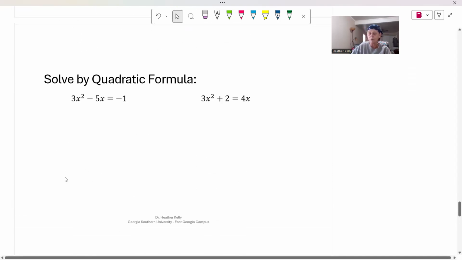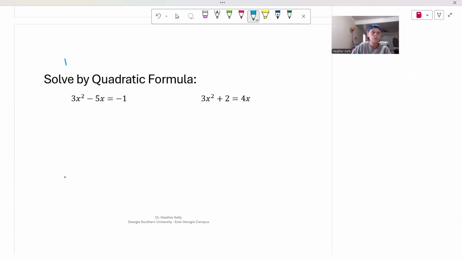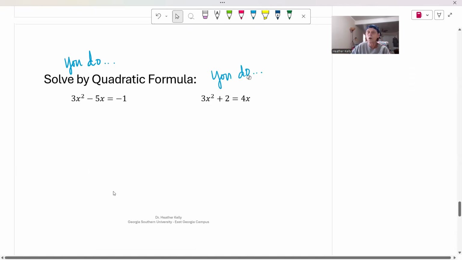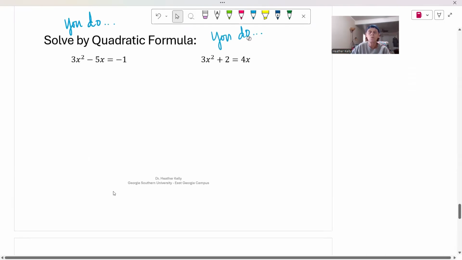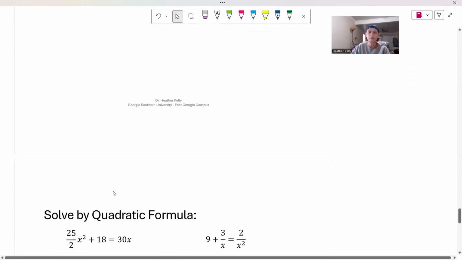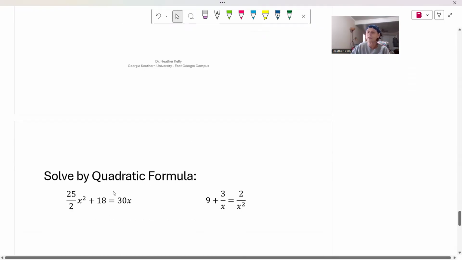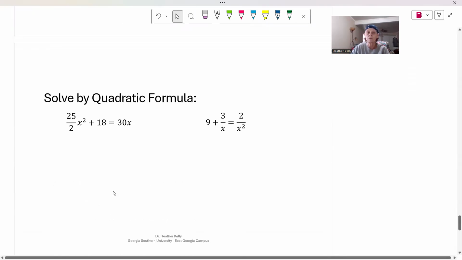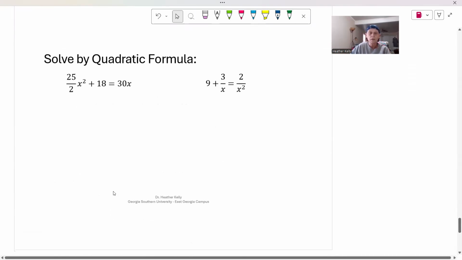Actually, I'm going to leave these as you-dos. Okay, because I feel like this lecture has gone long. I have way too many examples for the quadratic formula. So let's just get to the ugly ones, shall we? Sounds good, doesn't it? Okay.